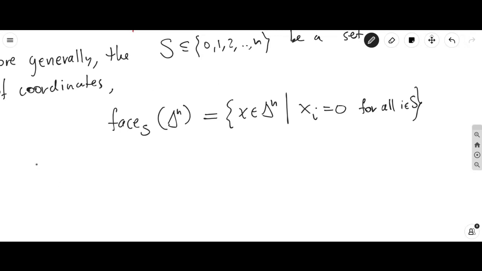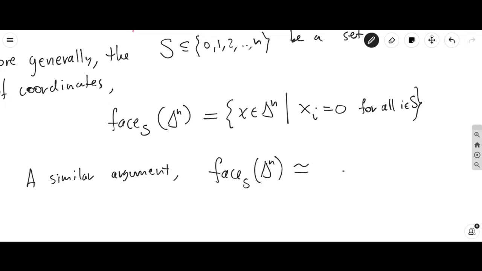And so it is not difficult to see, a similar argument will show that the face with respect to that set of coordinates would be homeomorphic to the n minus cardinality of S simplex. So if you only choose a single coordinate, then the dimension goes down by 1. If you're choosing 3 coordinates, the dimension goes down by 3. That should make sense because every coordinate that you set equal to 0, you're introducing one extra relation, and so the degrees of freedom keep on going down.